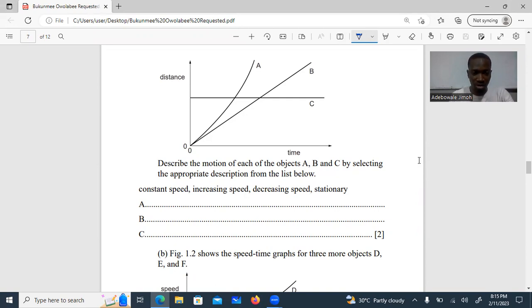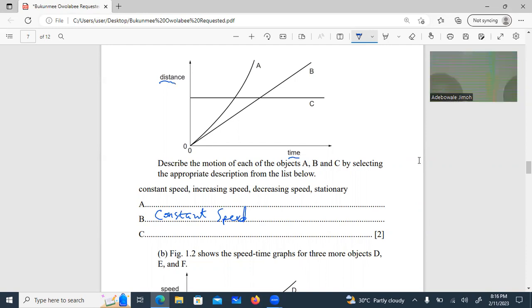Which of them has a constant speed? This is a graph of distance against time, so the slope of the graph gives us the speed. Which one has constant speed? The one with a straight slant line starting from the origin gives us the constant speed, and that is the line B. So we write constant speed here. What about A?